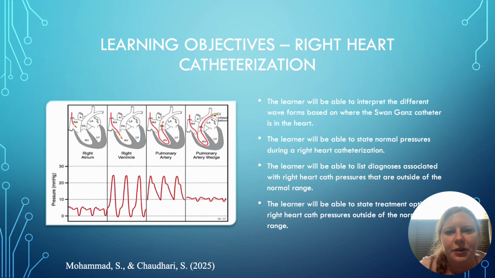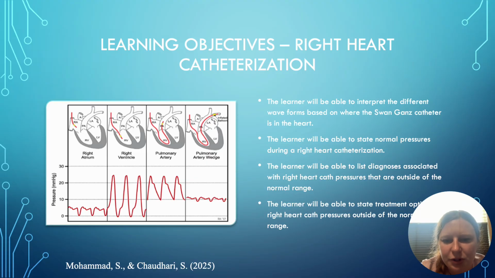A right heart catheterization is another form of hemodynamics that one must be able to interpret while filling the monitor role in the cath lab. Learning objectives regarding a right heart catheterization include: the learner will be able to interpret the different waveforms based on where the Swan-Ganz catheter is in the heart. The learner will be able to state normal pressures during a right heart catheterization.